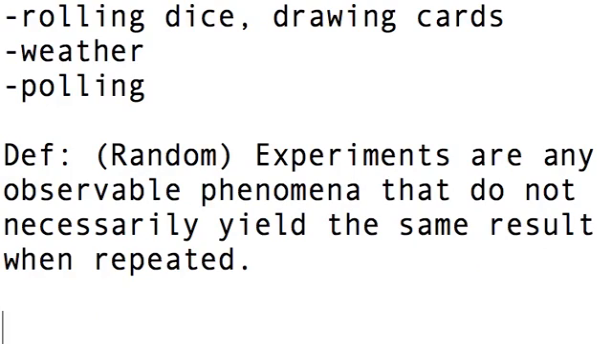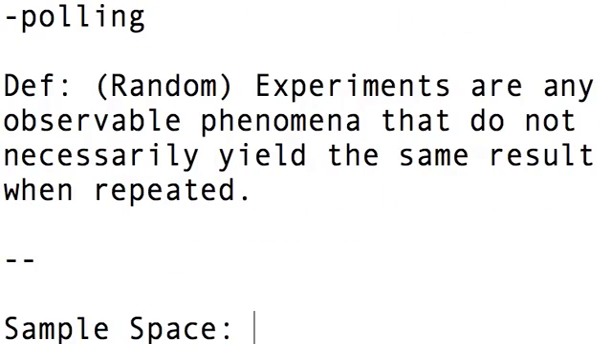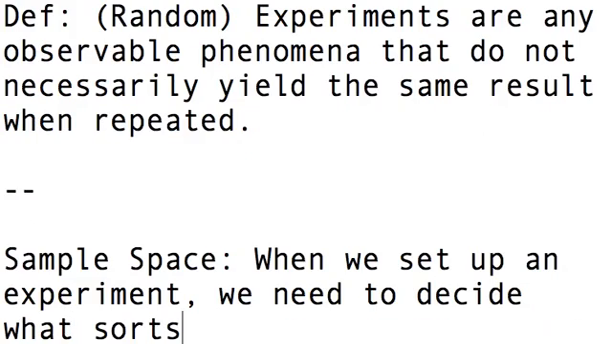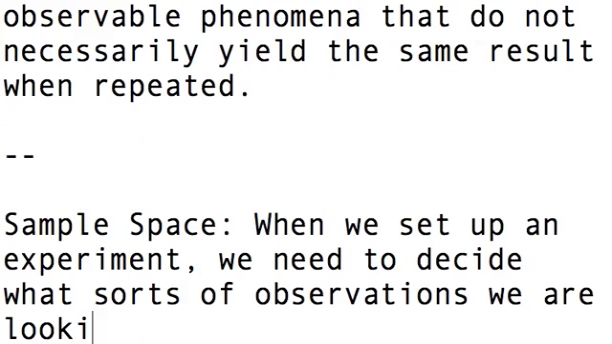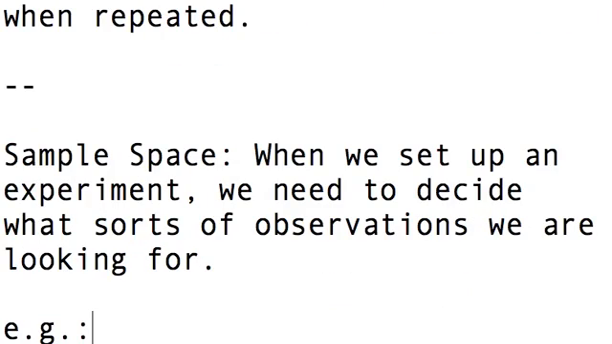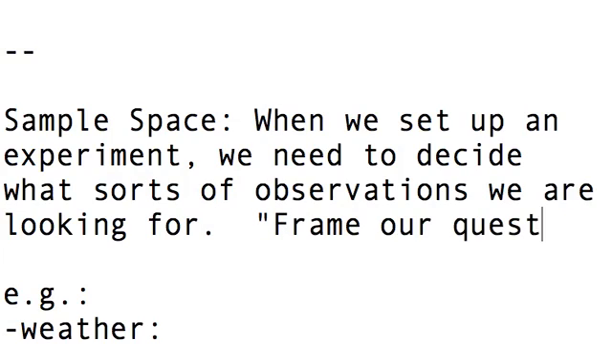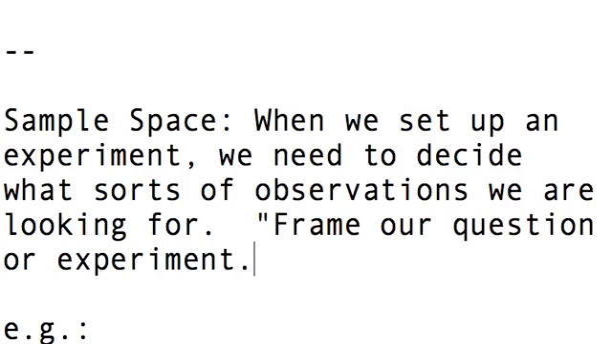Now, when I look at a random experiment, I'm going to look at something called a sample space. When we set up an experiment, we need to decide what sorts of observations we are looking for. For example, let's go to the weather. There are lots of different things that you can look at. The obvious things are temperature or precipitation, but you could be looking at humidity, barometric pressure, all sorts of other things related to the weather. So we have to frame our question or experiment in a way that limits what we're looking for.